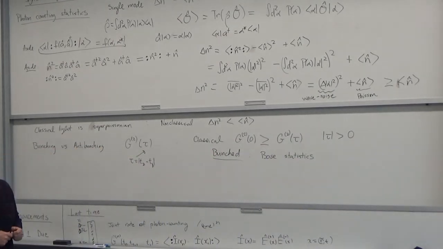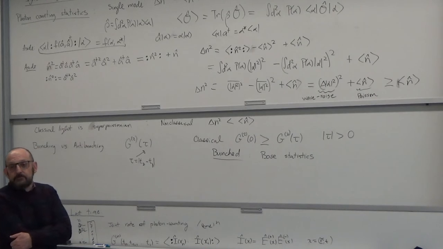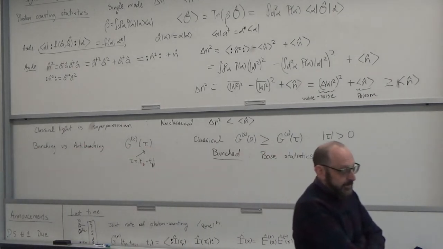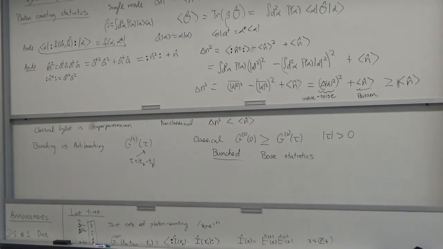Okay. Yes, sir. Going back to the wave noise, this is sort of a measure of how incoherent your source is. That's correct. Because the laser beam is still classical and it's very close to the Poisson. That's correct. Because it is coherent. That's why these are called coherence functions. Indeed.